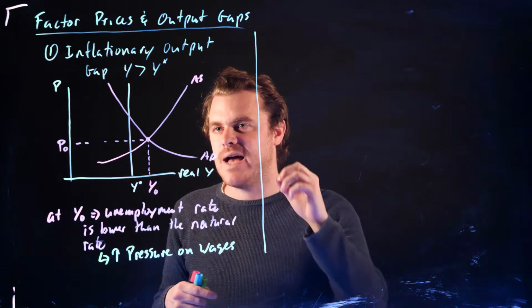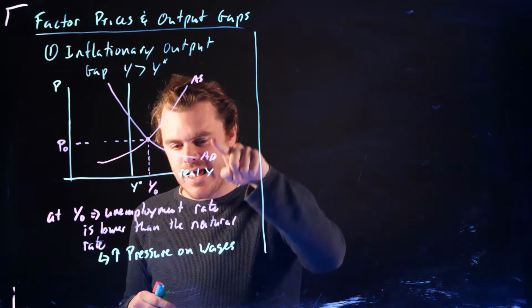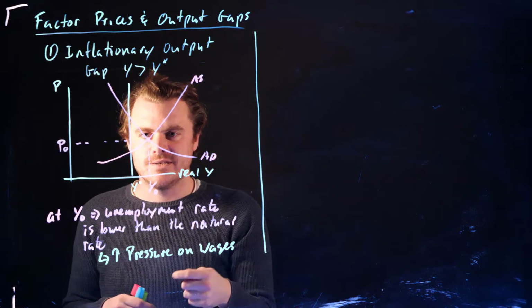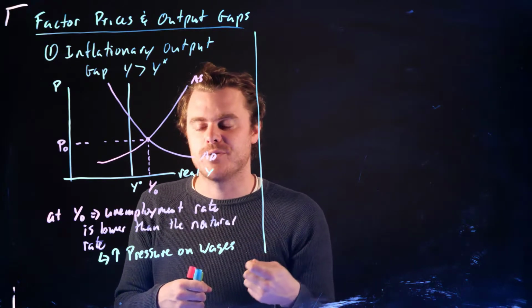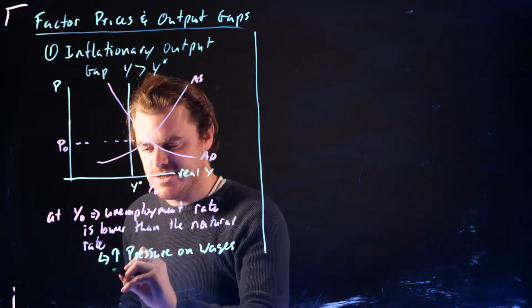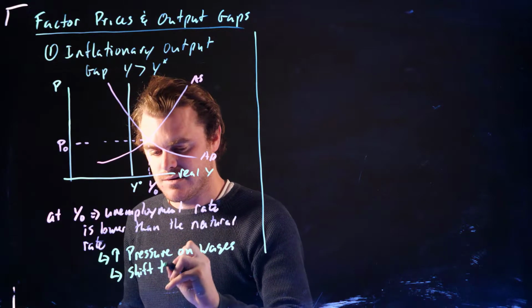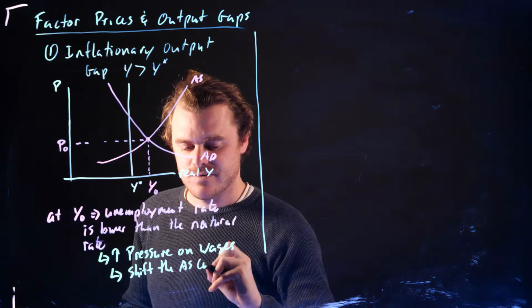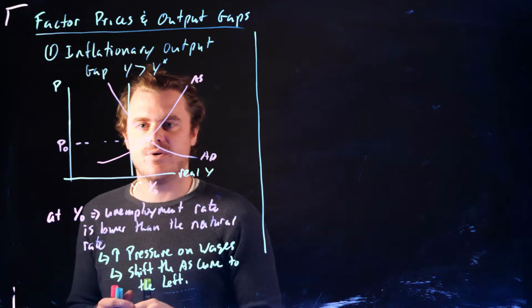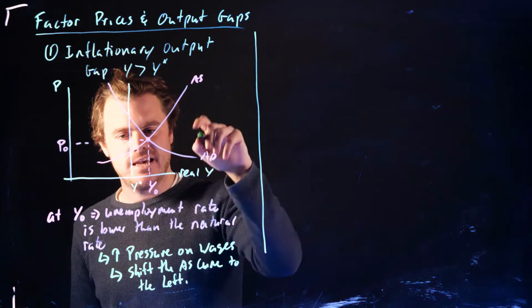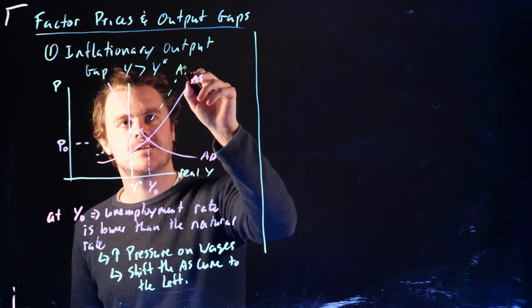Well, we know that that's one of those factors that's affecting this AS curve. If there's upward pressure on wages, well, that's a factor price. That's an input price. Labor is an input in production. And so what this is going to do is shift the AS curve to the left, as we learned about before. So if we have this inflationary output gap, this AS curve is going to start shifting in.